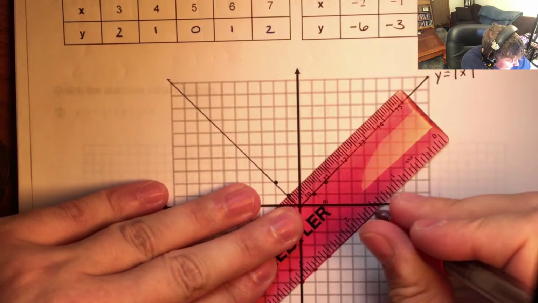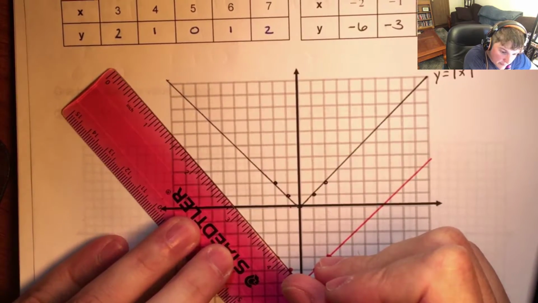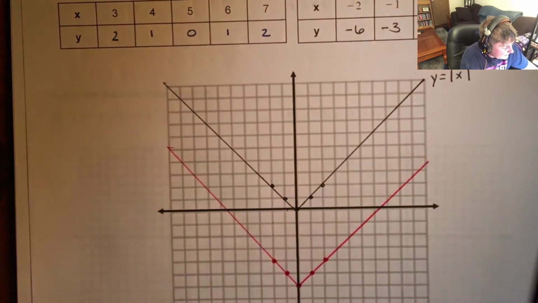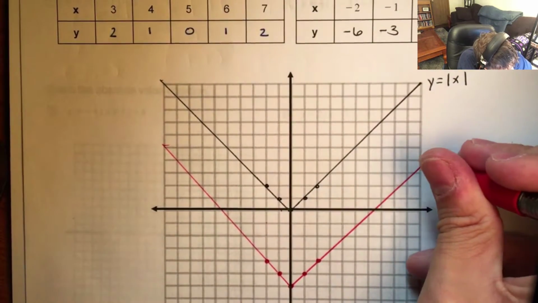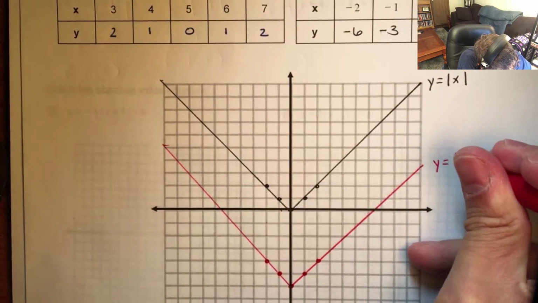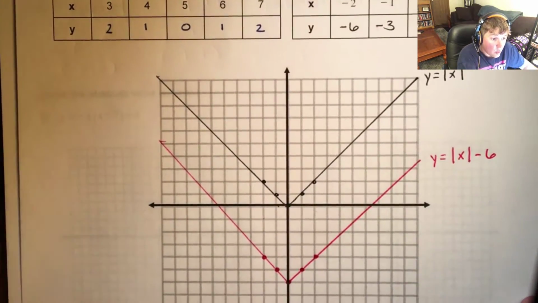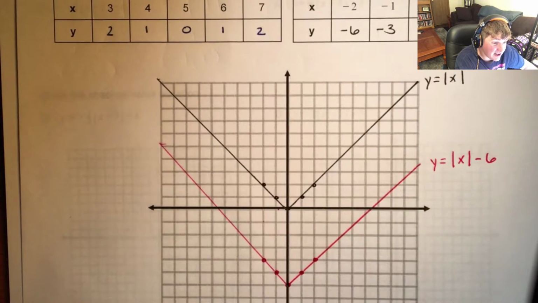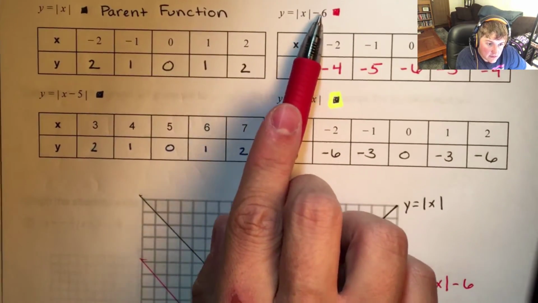Okay, so what are some things that we're seeing as a result from the red to the black line? Okay, because that's what I'm most interested in. From black to red, what's going on? So this is y is equal to the absolute value of x minus 6. Okay, what's happening here? Well, hopefully you notice that they're both facing up. They're both still a V.